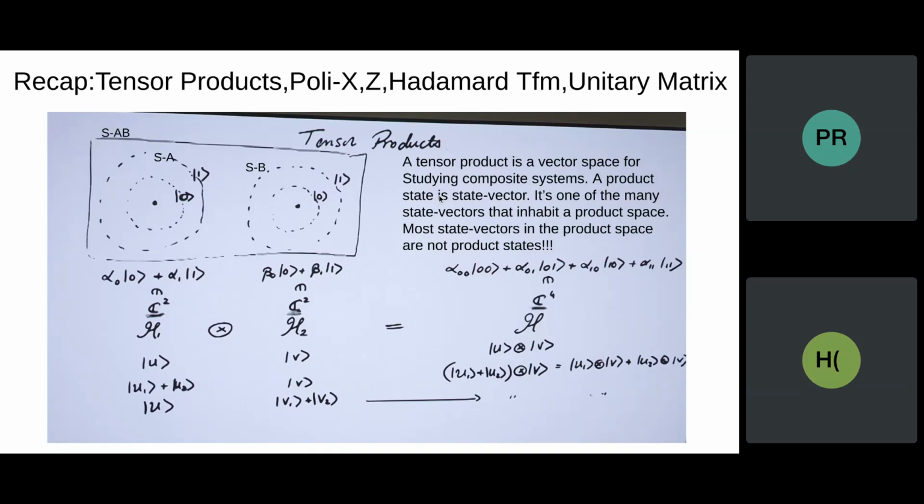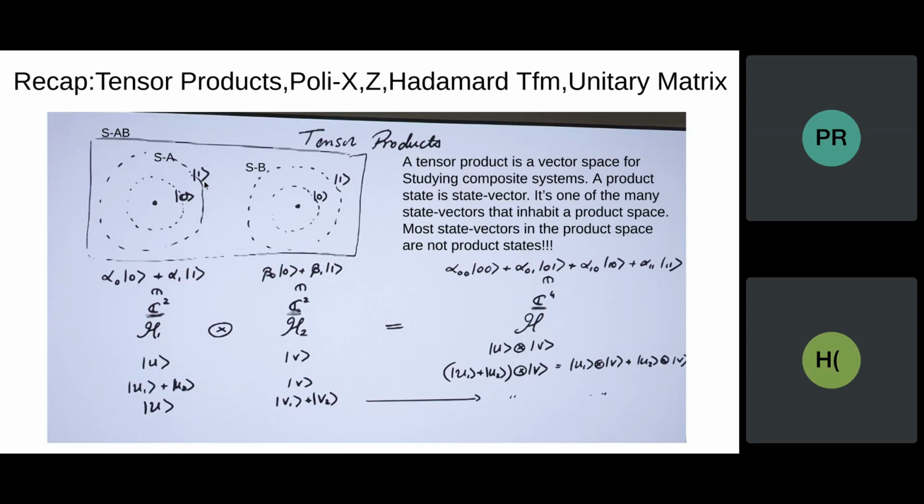So basically, what we are saying is the tensor product is a vector space which helps us study the composite systems, System A and System B. In this case, System A being qubit 1, System B being qubit 2. And you can see that the nucleus is there, the atom is there, the electron is in the zero state or the ground state, and the one state, which is at the outer periphery.